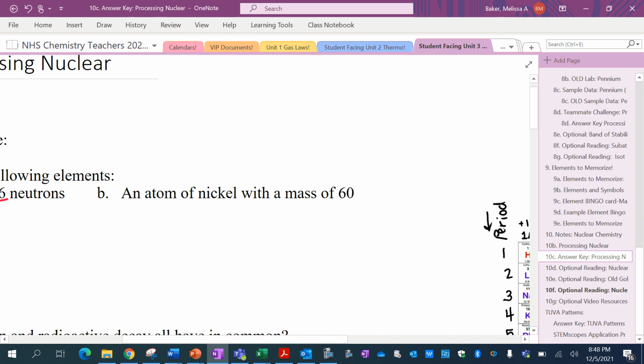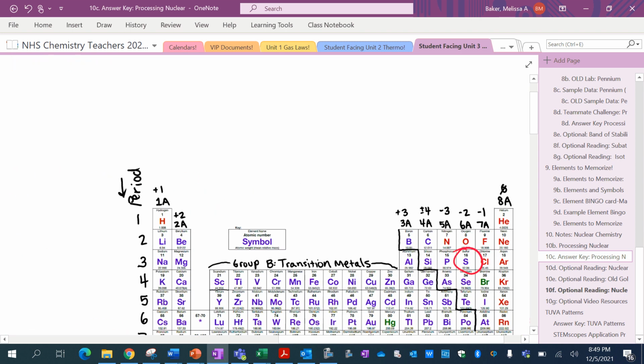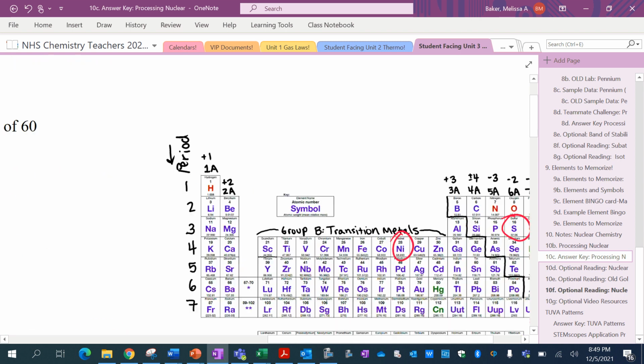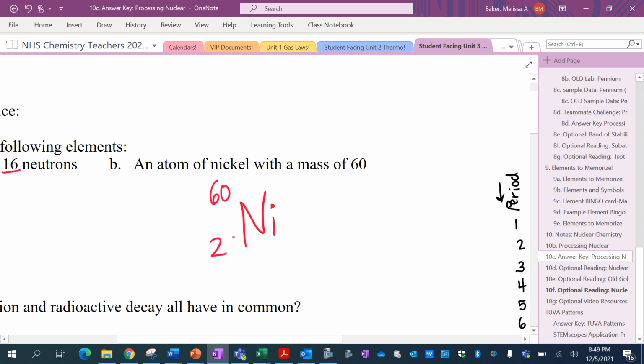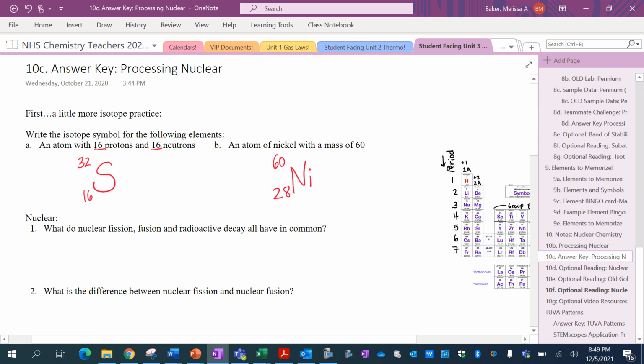Next it says, write out the isotope symbol for an atom of nickel with a mass of 60. And I knew nickel was Ni, which is helpful. There it is on the periodic table. It's number 28.